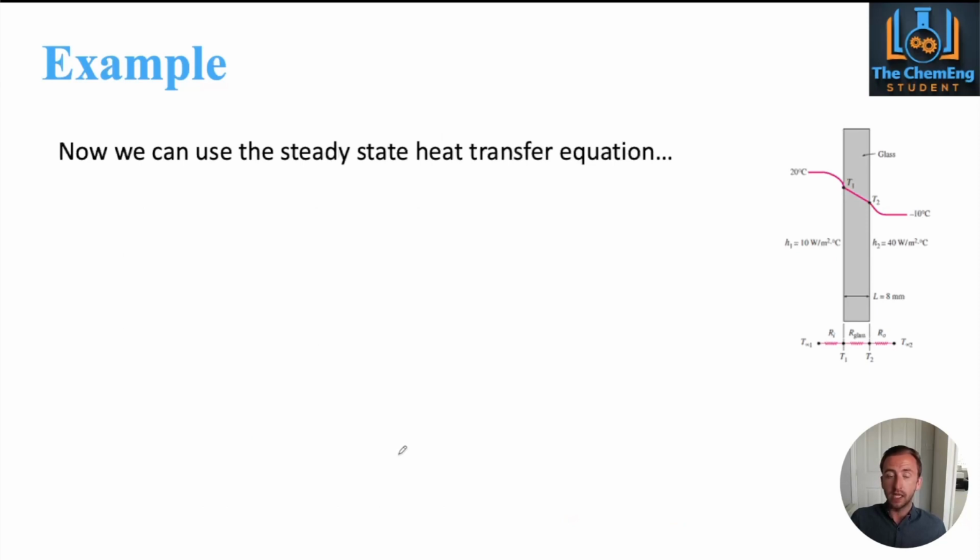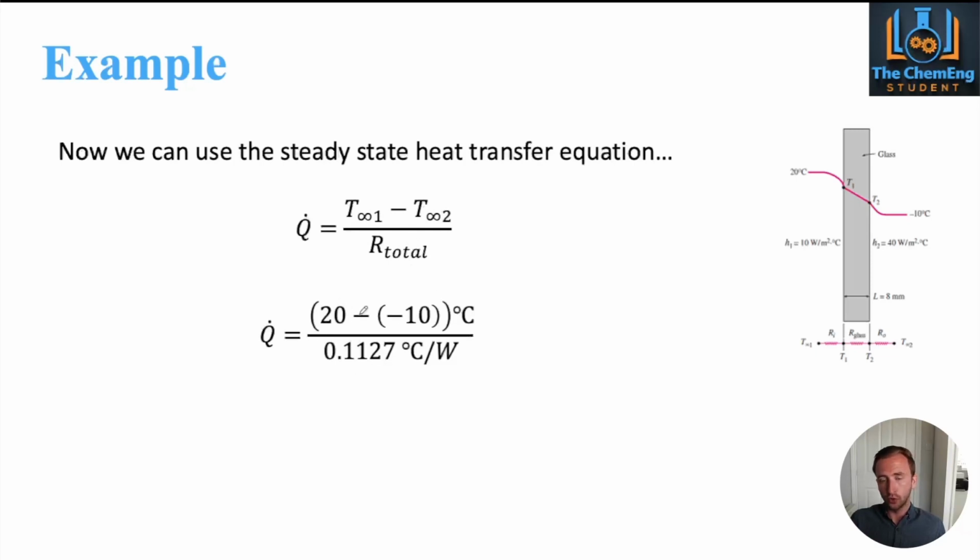Now from here, we need to bring in the original steady state heat transfer equation, which was given by T infinite 1 minus T infinite 2, so that's the total temperature difference, divided by the total resistance. Therefore, our total temperature difference is 30 degrees divided by R total, which tells us that the steady state heat transfer for this system would be 266 watts. And that's how you would go about applying these fairly simple systems and equations to steady state heat transfer problems.